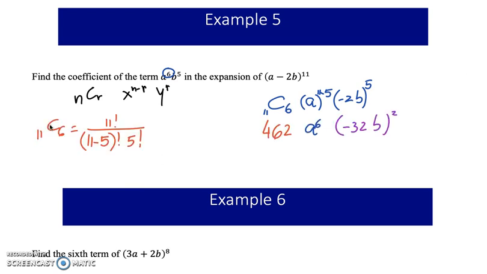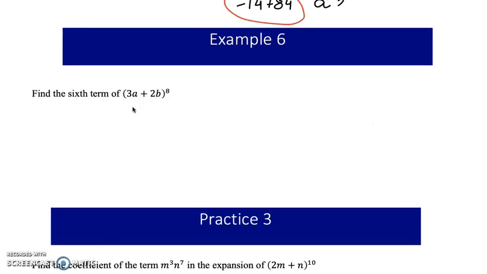I calculate 11 choose 6, which will give me 462. So we'll have 462, a to the power of 6, minus 2 to the 5th is negative 32. I'm sorry, this is wrong. It's not power of 2, obviously, but it's power of 5. And then I put everything together, and I find that 462 multiplied by negative 32 will give me the coefficient of this term, which is going to be negative 14,784.